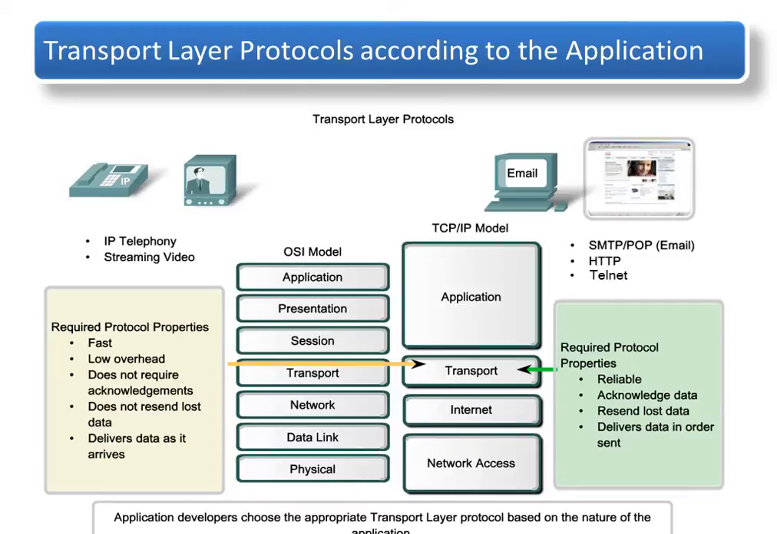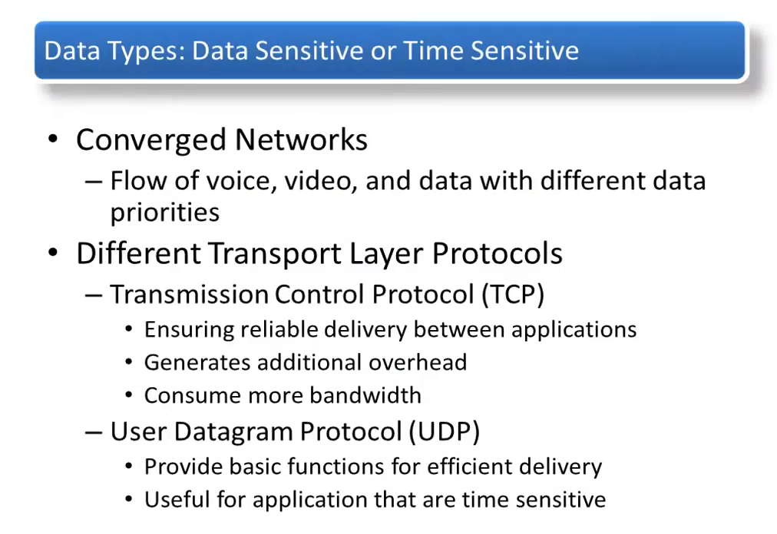Programmers choose the appropriate transport layer protocol based on the nature of their application. That is to say, a programmer is left to decide whether the data feeding their application is time-sensitive or content-sensitive. Let's use a telephone conversation as an example to illustrate how data can be time-sensitive more so than content-sensitive.